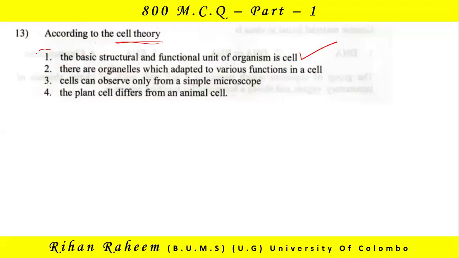So here, they're asking for the correct one. No, this is 100% correct. There are organelles which adapt to various functions of the cell. It is correct. But is it falling under our 3 main points of the cell theory? No. Cells can be observed only from a simple microscope. That is wrong, no? From a simple microscope also you can observe. Compound microscope also. Here they are talking about the hand lens. No, with that you can't observe the cells properly. That is wrong. From the compound microscope you can observe. Electron microscope you can observe. The plant cell differs from animal cell. Yes, correct. But is it coming under the main 3 points? No. So the most suitable best answer is the first one.